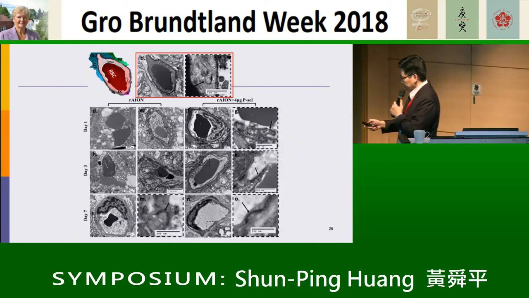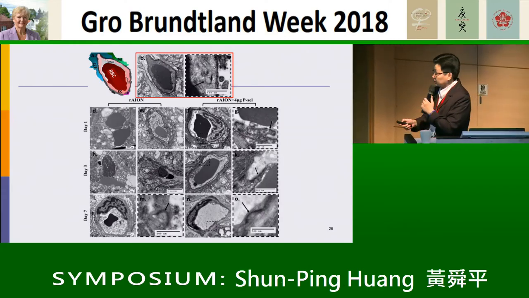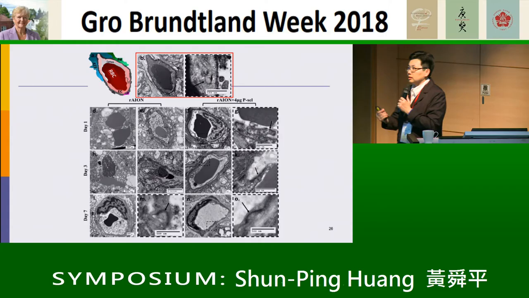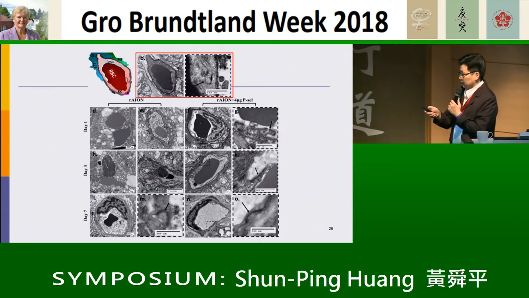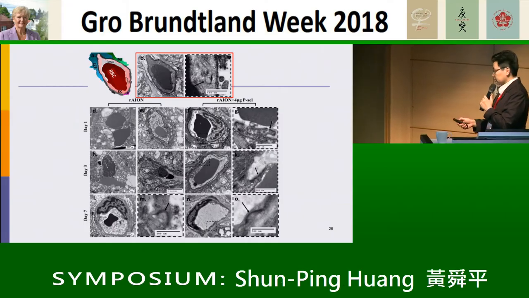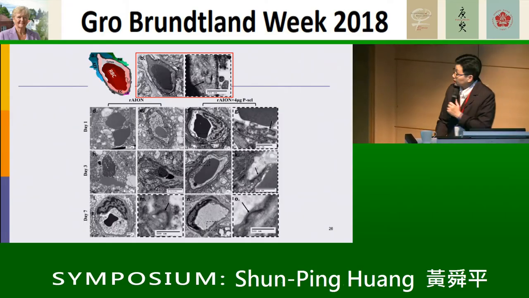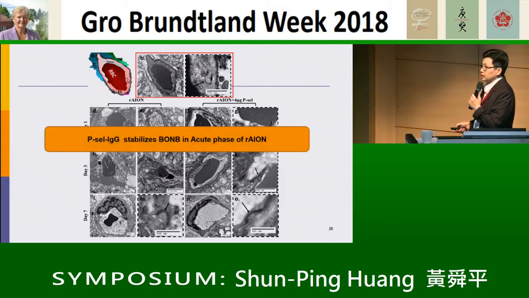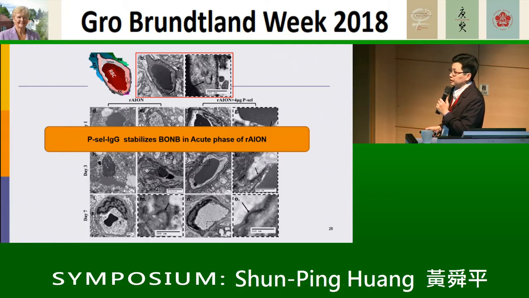Okay, we also did transmission electron microscopy. We want to find out the microstructural pathogenesis. As you can see here, when we do the AION laser induction, it disrupts the endothelial cell, and you can see the red blood cells are all exposed outside. There is no intact capillary shape. But when you do the P-selectin IgG chimera intravitreal injection, even at day one you can see the shape of the endothelial cell and the pericyte is all intact. So it means the P-selectin IgG chimera can stabilize the blood-optic nerve barrier in the acute phase.